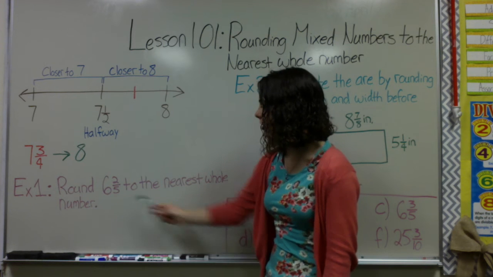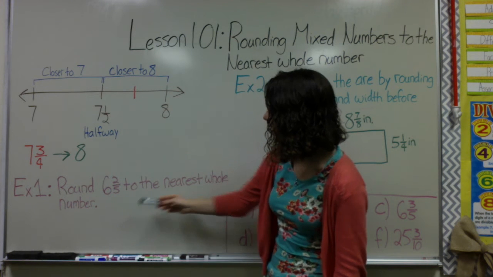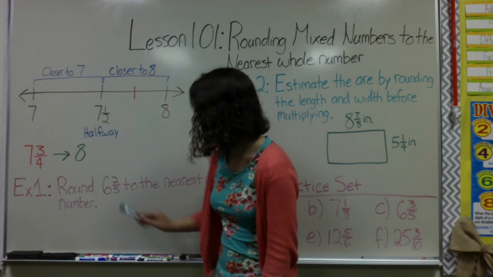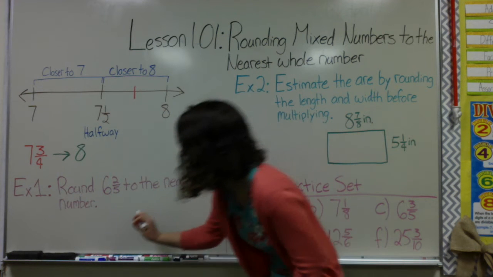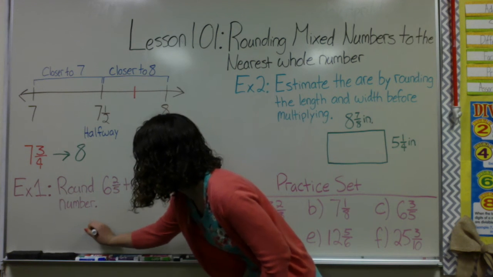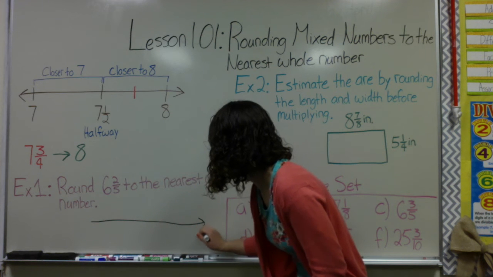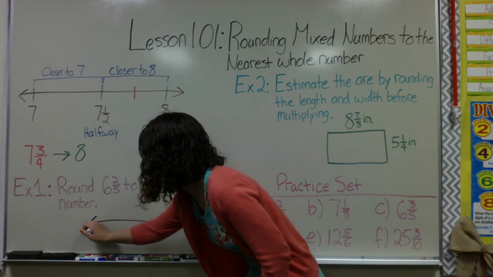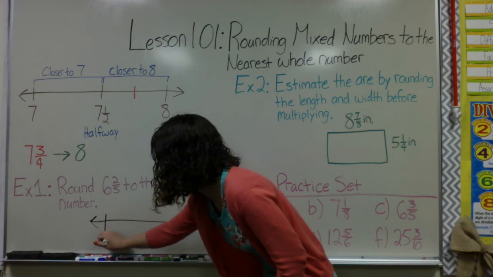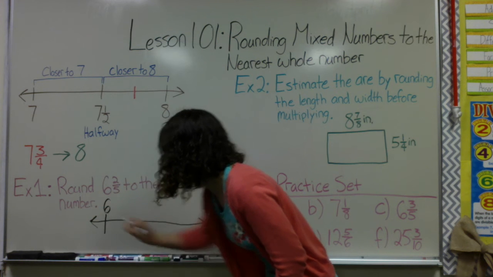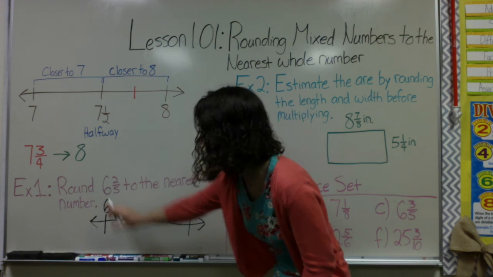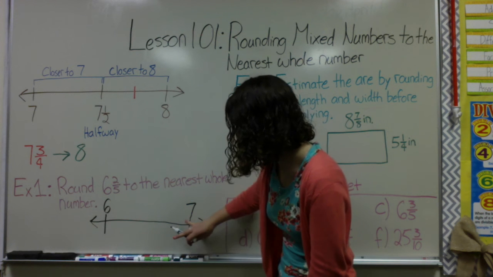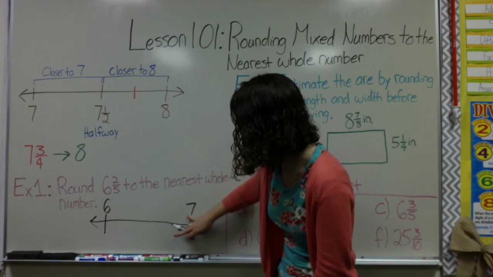Example 1, we'll go ahead and do this together. Round 6 2/5 to the nearest whole number. I'm going to use the strategy that I hope a lot of you will put into practice. I have a number line, and I'm going to have 6 2/5 in between the whole numbers 6 and 7, because 6 2/5 is more than 6, but it's less than 7.